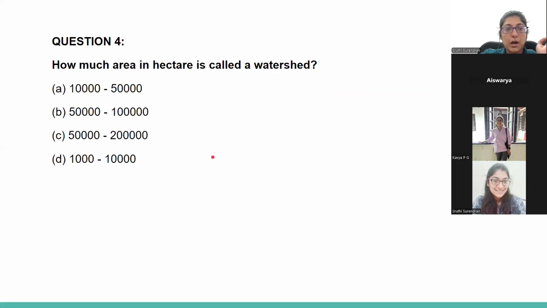Now the fourth question: how much area in hectares is called a watershed? Is it 10,000 to 50,000 hectares, or 50,000 to 1 lakh hectares, or 50,000 to 2 lakh hectares, or 1,000 to 10,000 hectares?